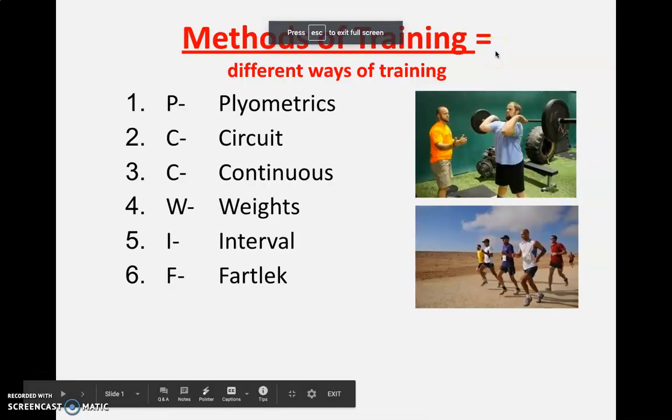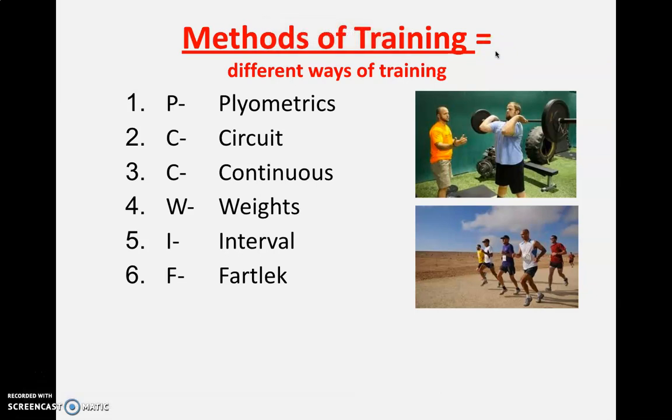So this video is going to be looking at methods of training, which sort of athletes and sports each method of training applies to, and then the advantages and disadvantages of using this method of training. So these are the ones that we're going to look at on screen: plyometrics, circuit, continuous, weights, interval, and fartlek. Hopefully you remember some stuff about them, and we'll start to go through it.